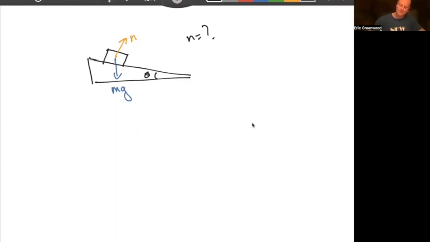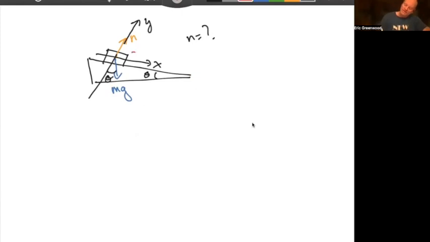Now, again, since I'm looking for the normal force, I'm going to go ahead and choose that this is my y direction, so that this becomes my angle theta, and then this becomes my x direction. Now, typically when I'm working on an inclined plane, I'm going to work with this tilted coordinate system just because it makes my life easier. And I'll explain to you why now.